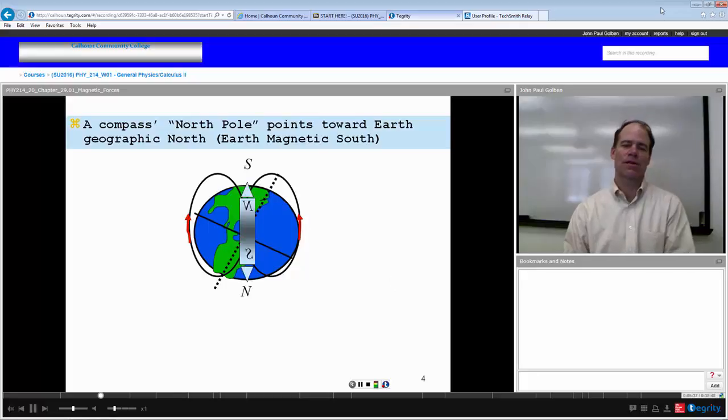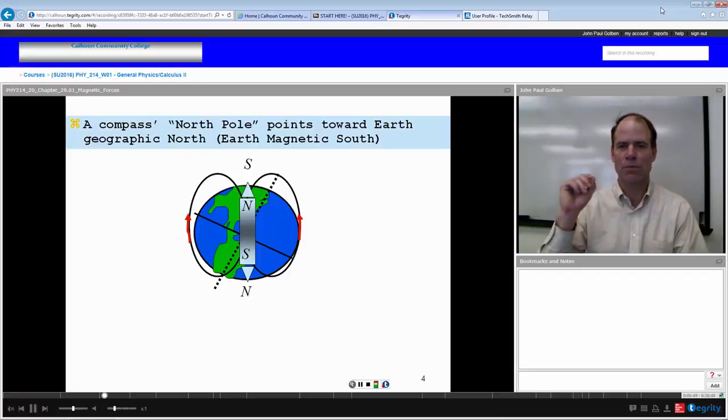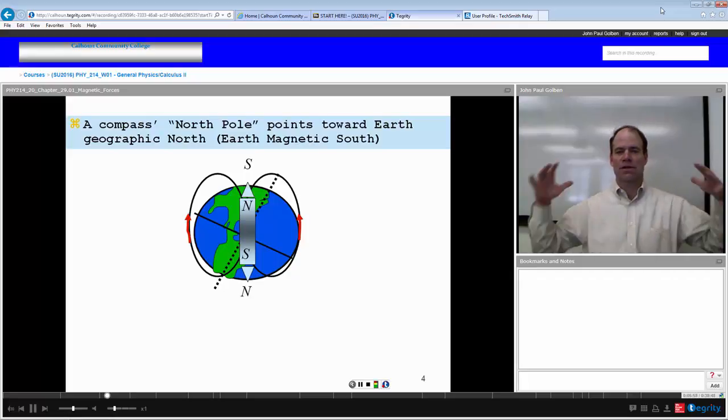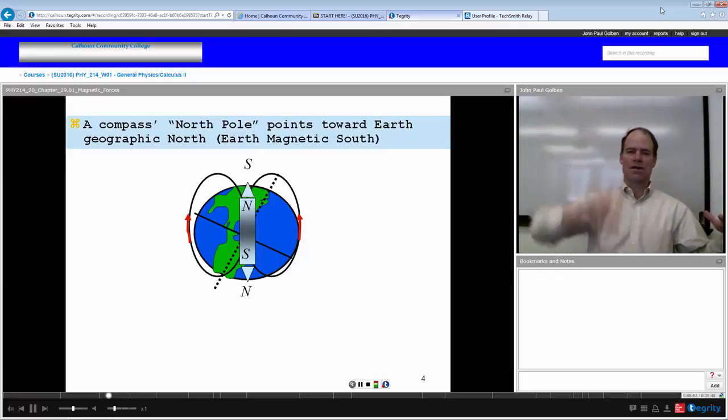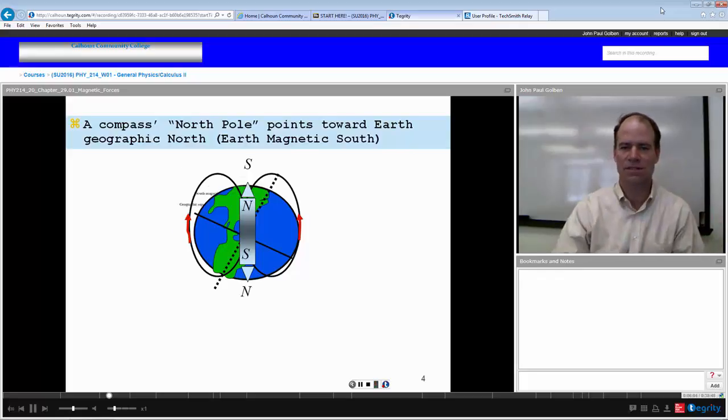The Earth is one big magnet. And if you had a compass, which has a magnetic needle, the north pole of your needle would point towards the south magnetic pole of the Earth, which is actually located close to the north geographic pole, and vice versa. So the south magnetic pole of the Earth is up to the north, and the north magnetic pole is down to the south.